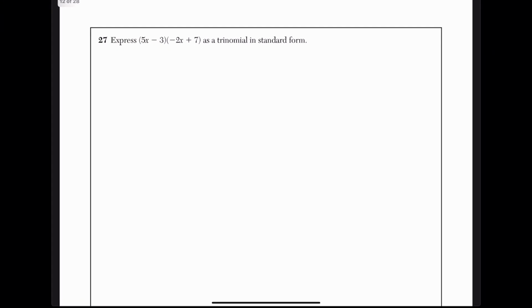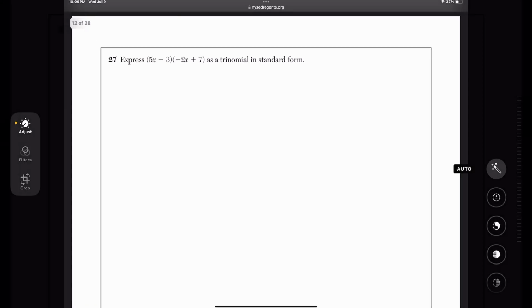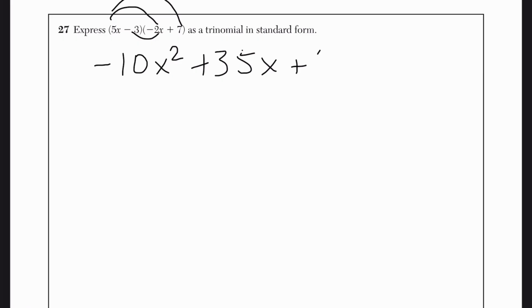Oh, and then we have a good double distribute, aka FOIL problem. 5x times -2x is going to be -10x squared. You just add the exponents, multiply the coefficients. That's going to make 35x plus 6x minus 21.